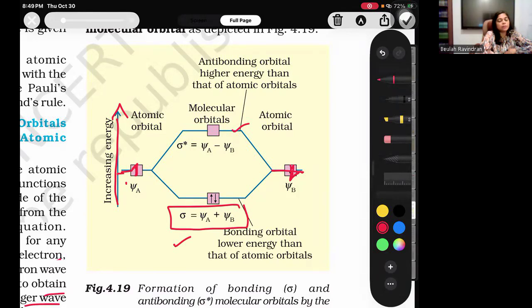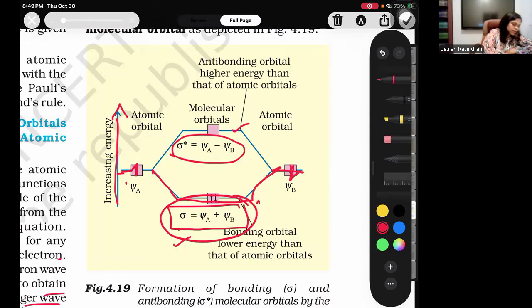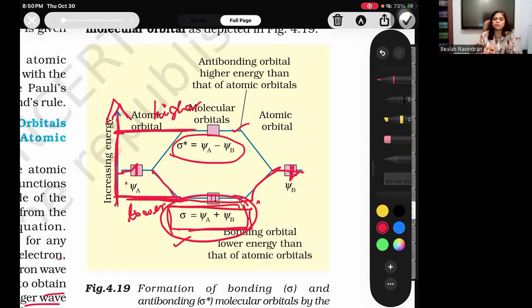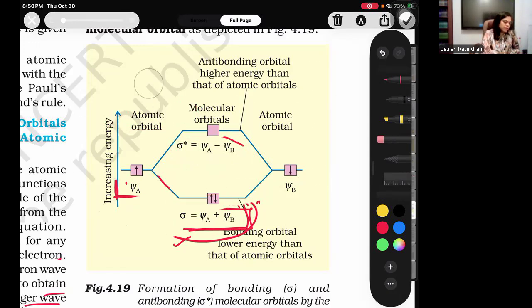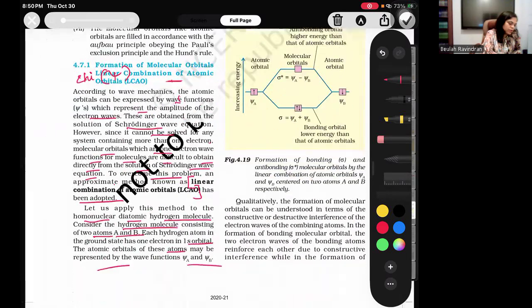As I've told you, the bonding orbital has lower energy and is more stable. That is one of its features. The anti-bonding orbital is higher in energy. So this is increasing energy; in this chart this is lower energy and this is higher energy. Bonding takes place in the lower energy. Can you understand this? This is how you represent the molecular orbital. Here come the two electrons. So you have to understand the formation of bonding and anti-bonding.